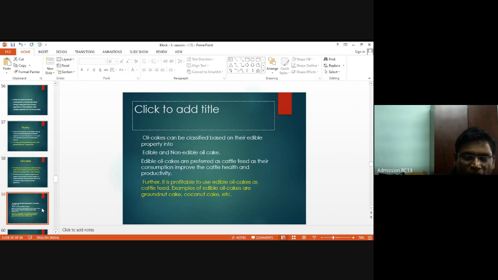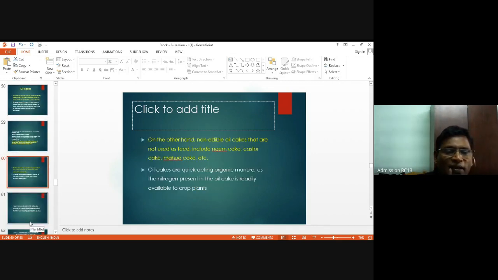Because it can be fed as cattle feed, right? It improves the health of the cattle by providing nutrition. Further, it is profitable to use the edible oil cake as cattle feed. Examples of edible oil cake are groundnut cake and coconut cake, which are the products we get after the extraction of the oil.